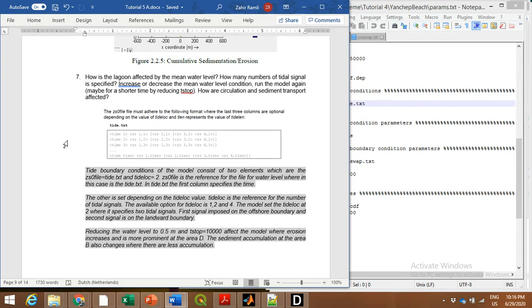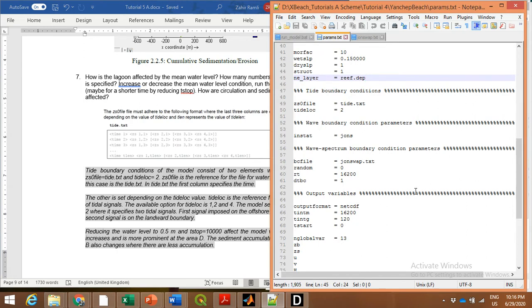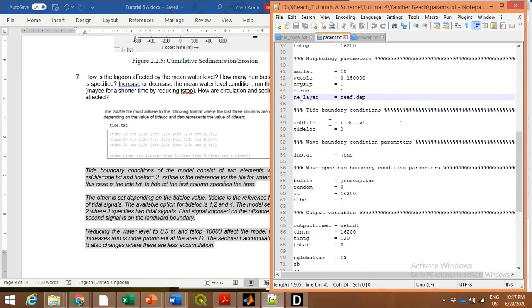Okay, and then next one, number 7, how is the lagoon affected by the mean water level? How many tidal signals are specified? Increase or decrease the mean water level condition, run the model again, maybe for a shorter time by reducing t-stop. How are circulation and sediment transport affected? So if you look at this, how do you want to know the mean water level? Go to the params. This is the water level, ZS0 file. The ZS0 file is equal to tide.txt.